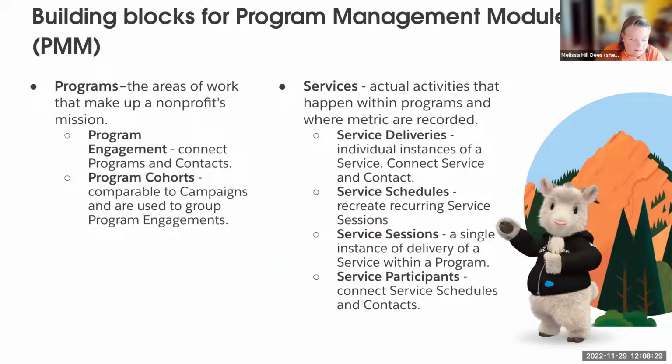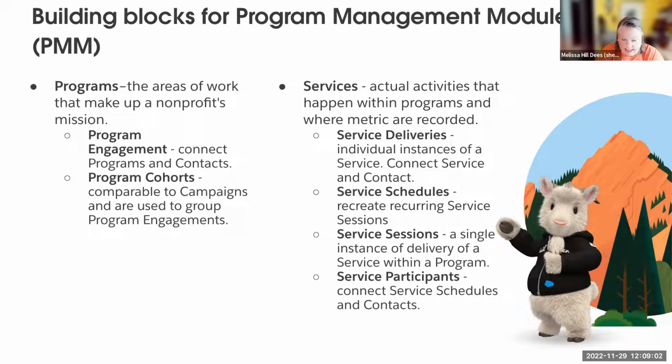So to write them out in a different way, the program is a little bit of the mother of all these objects, right? It's the areas of work that make up a nonprofit's mission. The program engagement is like a junction object, like a regular standard Salesforce junction object that connects programs and contacts. The program cohorts you can equate in your brain to campaigns, and they're used to group those program engagements.